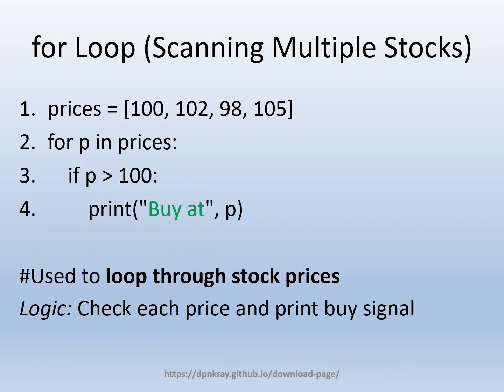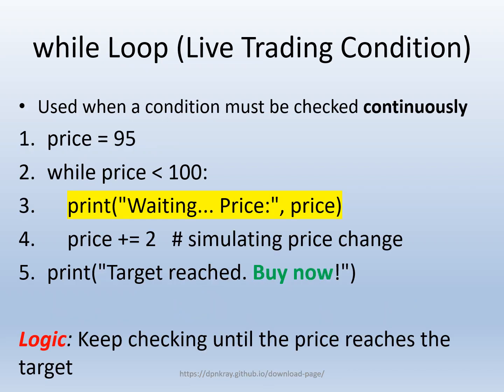Then the for loop, for scanning multiple stocks. If prices is a list of 4 values here, then we can write: for p in prices, if p greater than 100, then print buy at p. So in this case it will print buy at 102 and 105. So the logic is, check each price and print buy signal.